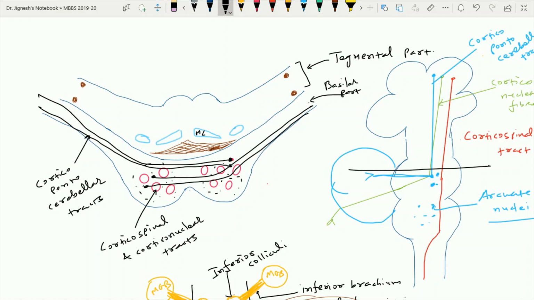And just lateral to this is the spinal lemniscus, and the spinal lemniscus is also the ascending sensory fibers from the lateral spinothalamic tract and anterior spinothalamic tract along with the spinotectal tract, and this lemniscus you have already learned in the medulla oblongata too.